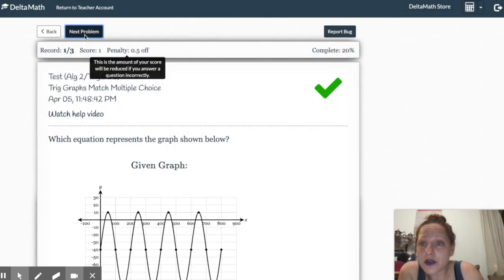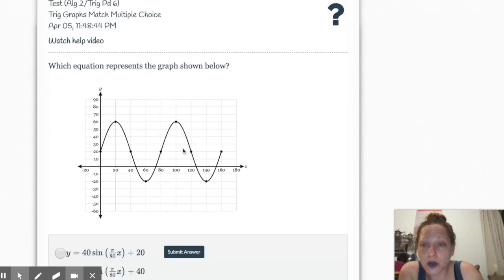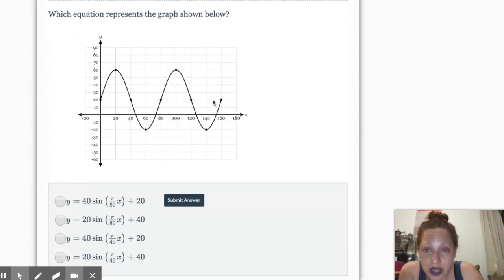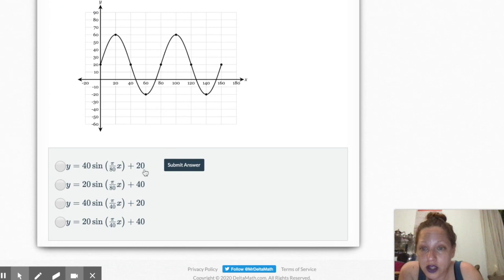Okay. If you just skip through, you will lose points. So here we look at the midline. The midline's up here at 20. So I know automatically I can eliminate some of these answers. So it's 1 or 3. The amplitude goes from 20 to 60, so that's 40. So the amplitude is positive 40 because it goes up first.